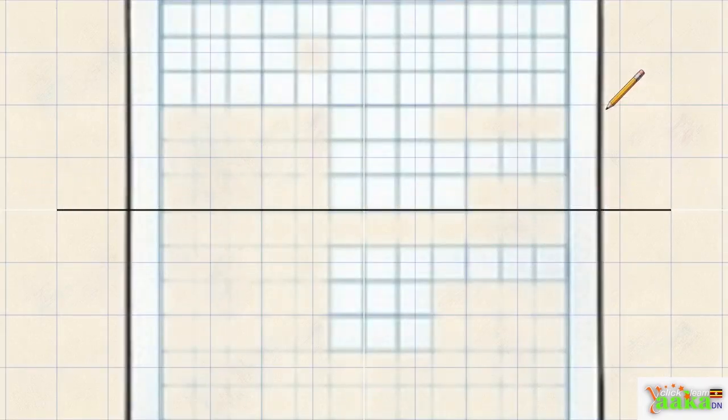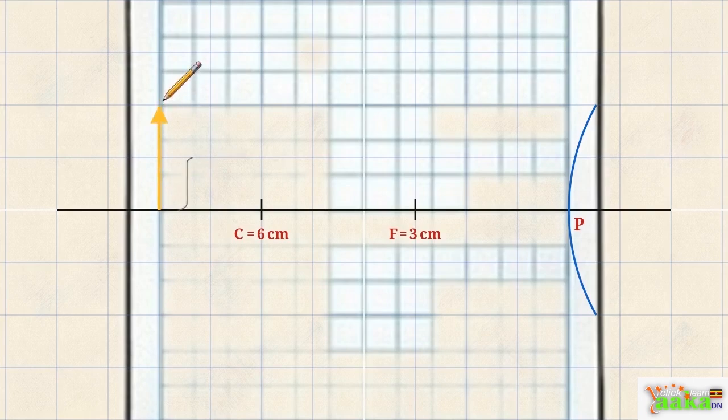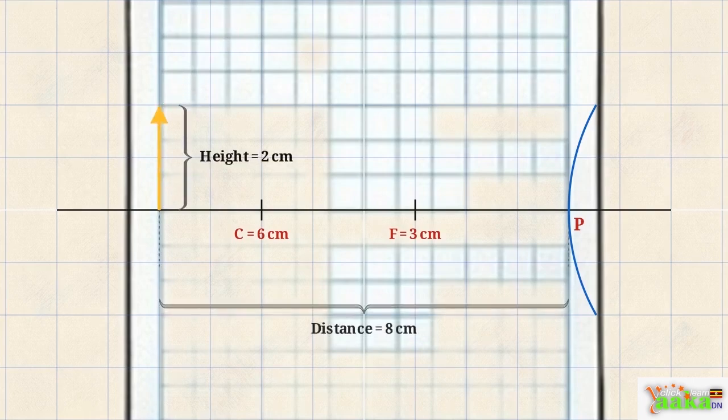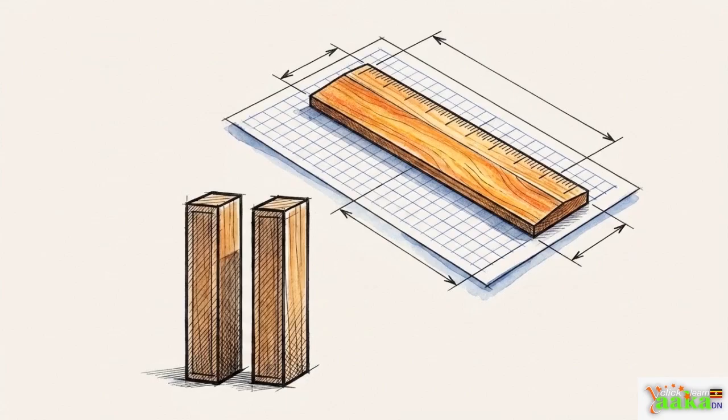Here is the setup. You have a concave mirror. Mark your principal focus at 3 centimeters and your center of curvature at 6 centimeters. Place an object that is 2 centimeters tall, exactly 8 centimeters away from the mirror. Pause the video right here. Grab a piece of graph paper and a ruler and draw your 2 standard rays to determine the precise location and nature of the image. Let's draw the solution together.